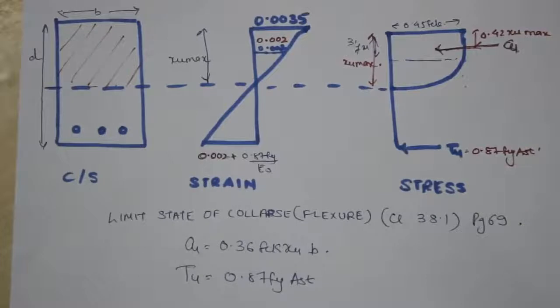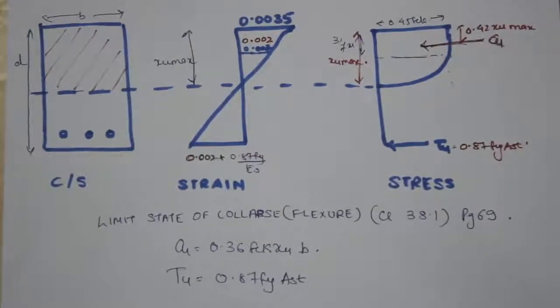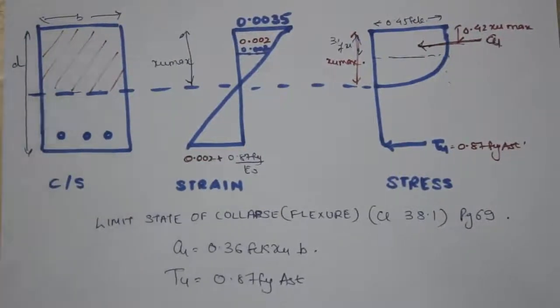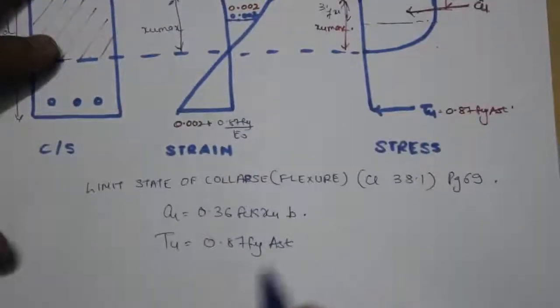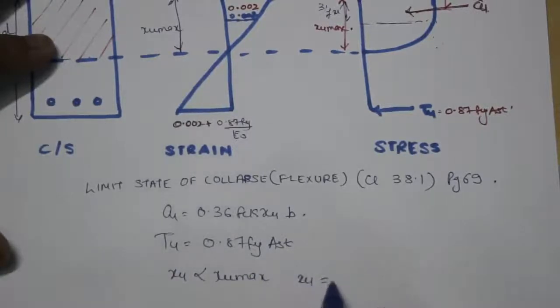One thing we have to keep in mind is that when we are designing a beam as per limit state design, the beam cannot be designed as an over reinforced beam. So your depth of neutral axis should always be less than the limiting neutral axis depth, or equal to it. That is, Xu should be less than Xu max, or Xu should be equal to Xu max.